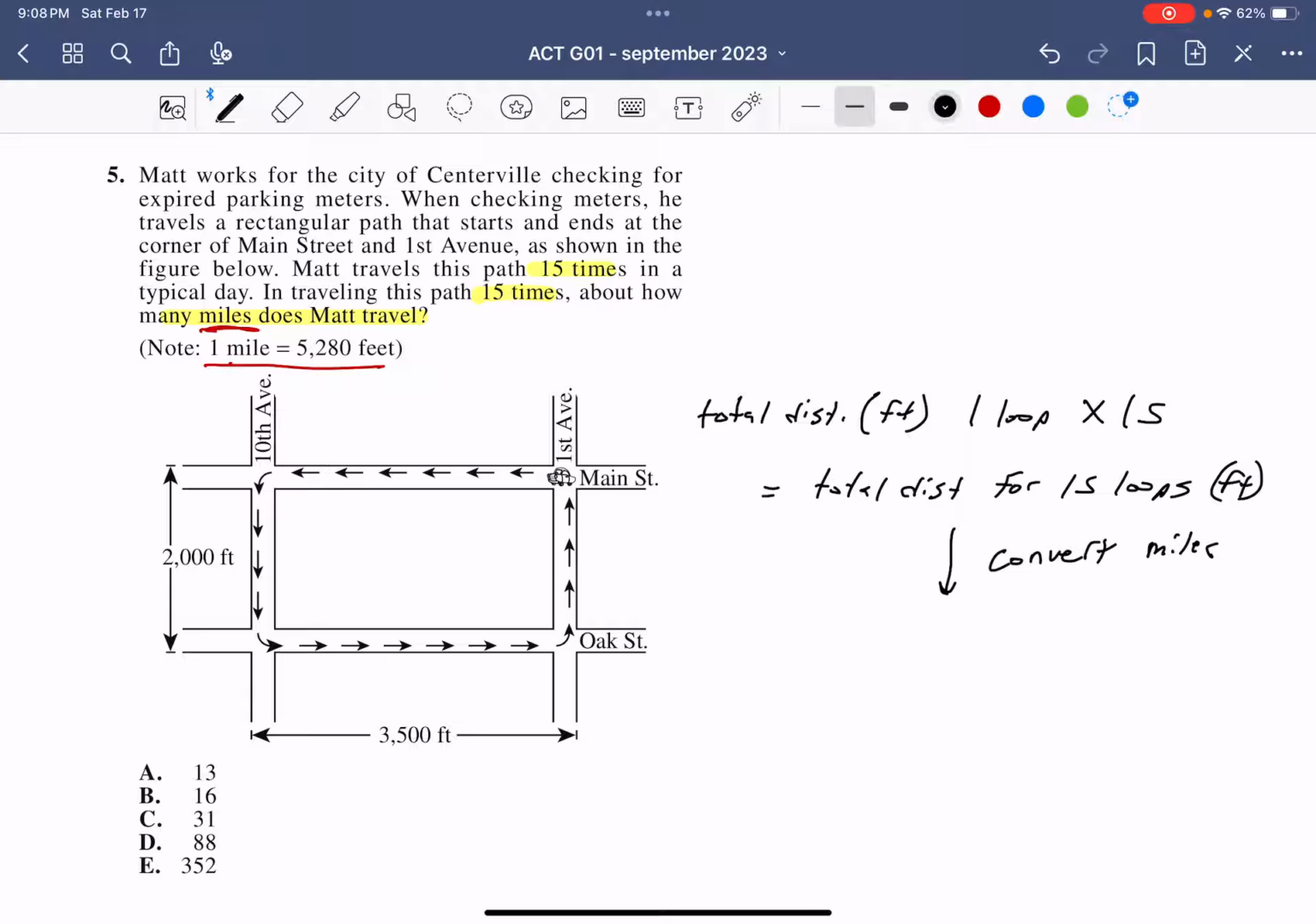So let's do this. So if we have, this is 3,500 feet because it says it down here. And this is 3,500 feet. That's 7,000 feet. And this is 2,000 feet. And this is 2,000 feet. So that's 4,000 feet. So that's going to be 7,000 feet plus 4,000 feet, which is 11,000 feet.